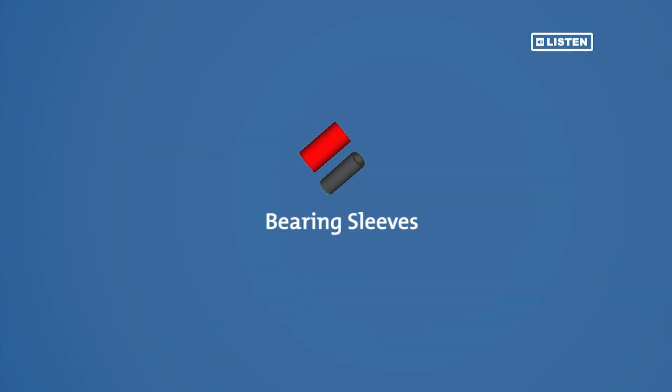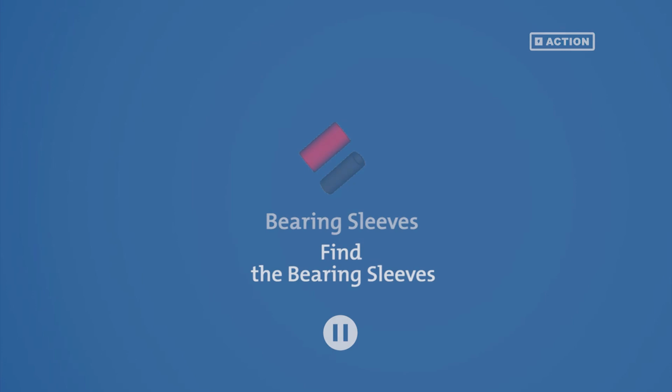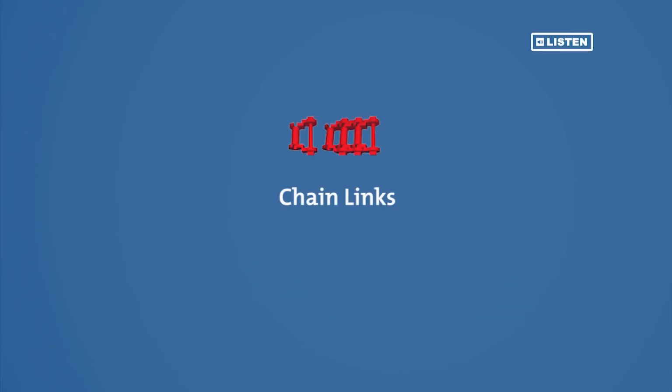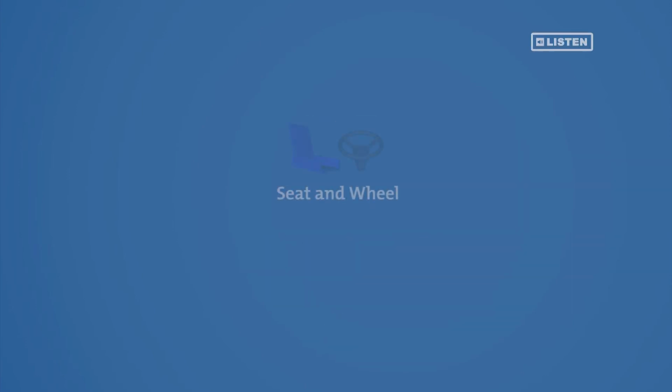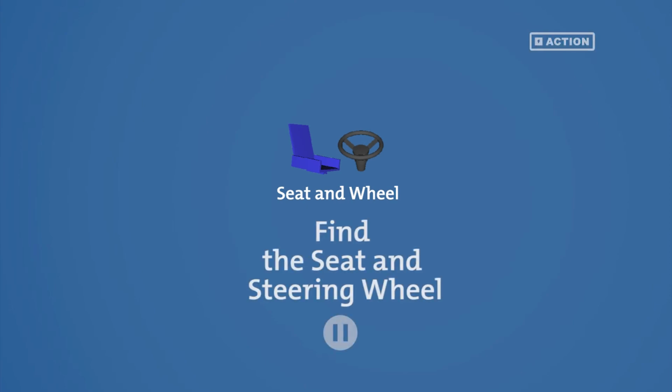Bearing sleeves. Can every group find bearing sleeves in their trays? Chain links. Can every group find and attach 5 chain links? Seat and steering wheel. Can every group find the seat and the steering wheel in their trays?